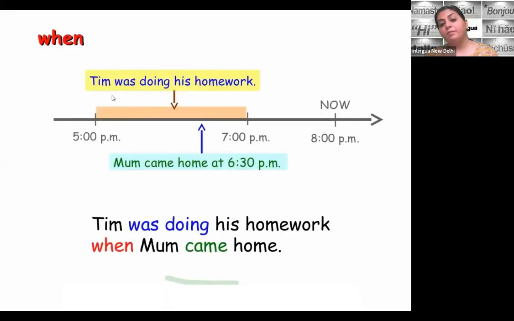One more example. Tim was doing his homework between 5 and 7 when his mom came home at 6:30. Tim was doing his homework when his mother came home, meaning the homework action was happening when his mother came home. Mother came home is a short action. Tim was doing homework is a long action.